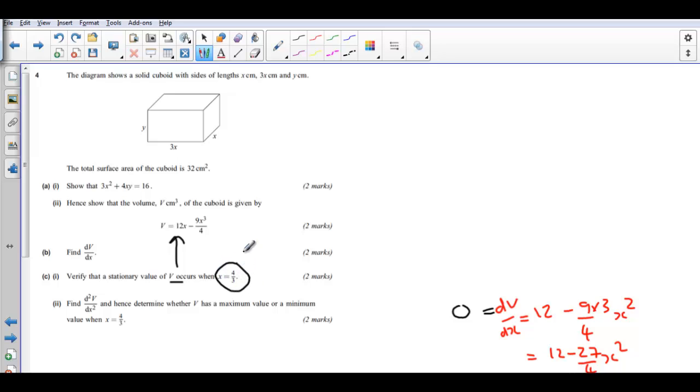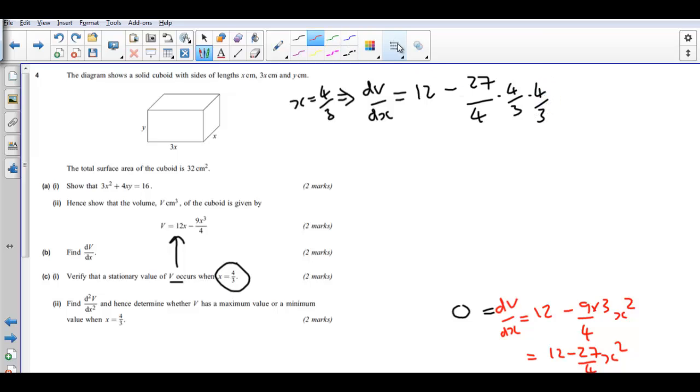When x equals 4 over 3. Okay, so substituting x equals 4/3 into our expression dV by dx. So x equals 4/3 implies that dV by dx is equal to 12 take away 27 over 4 multiplied by 4/3 times itself. Okay, now actually there's a long way and a short way to do this.